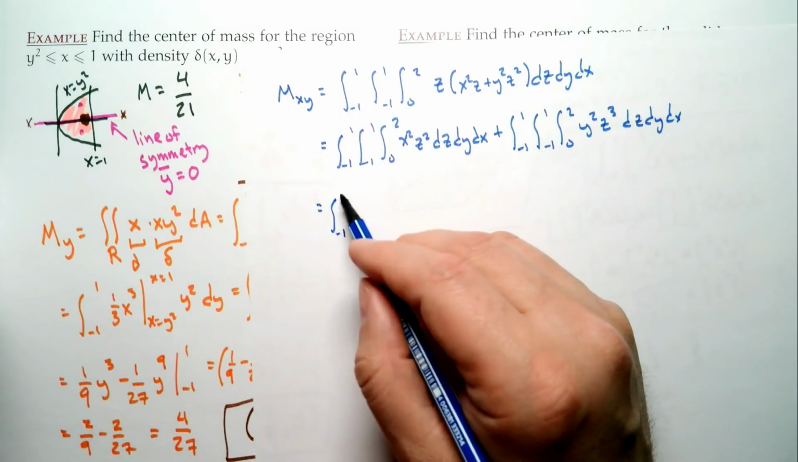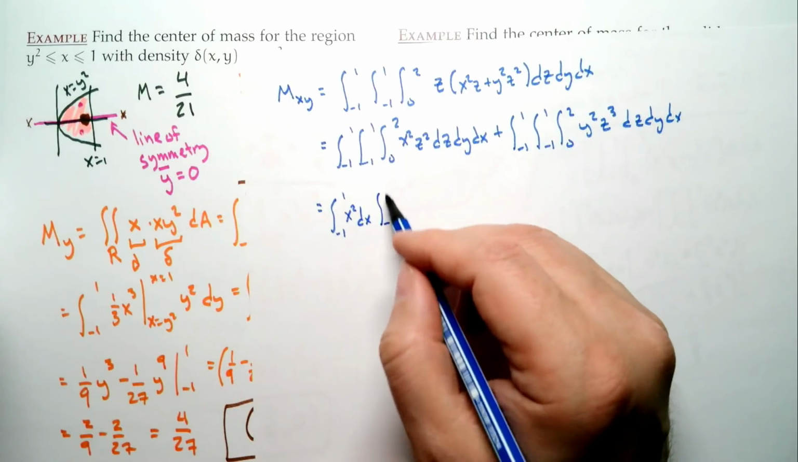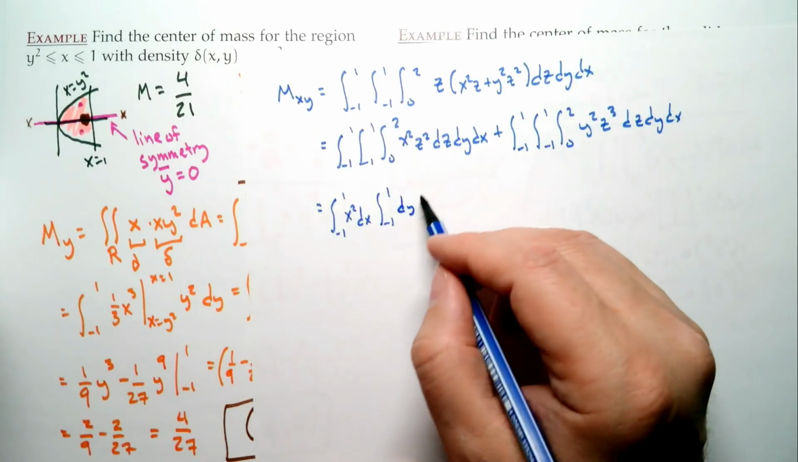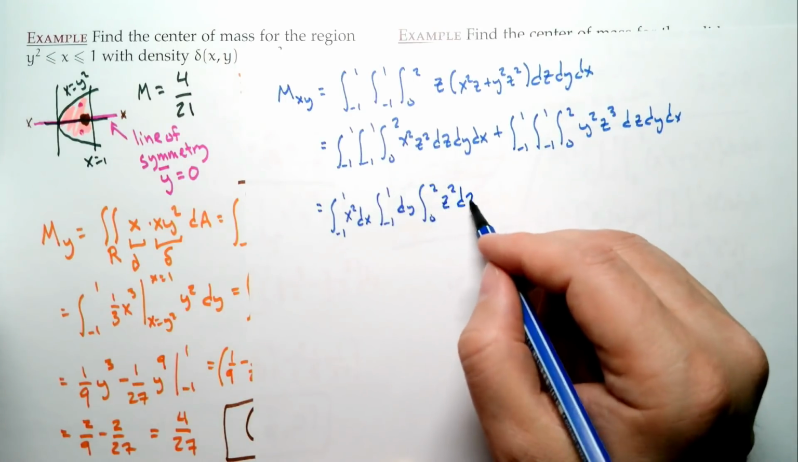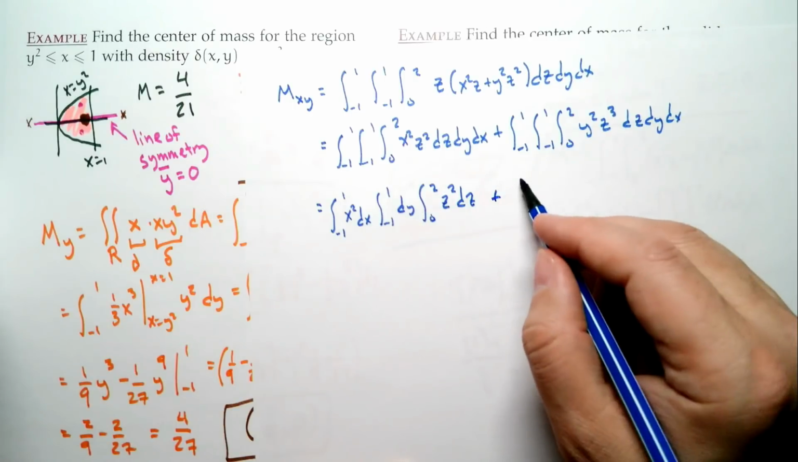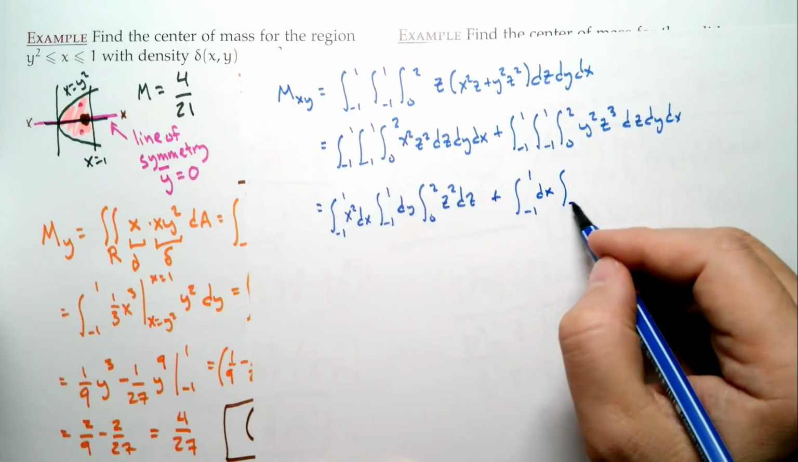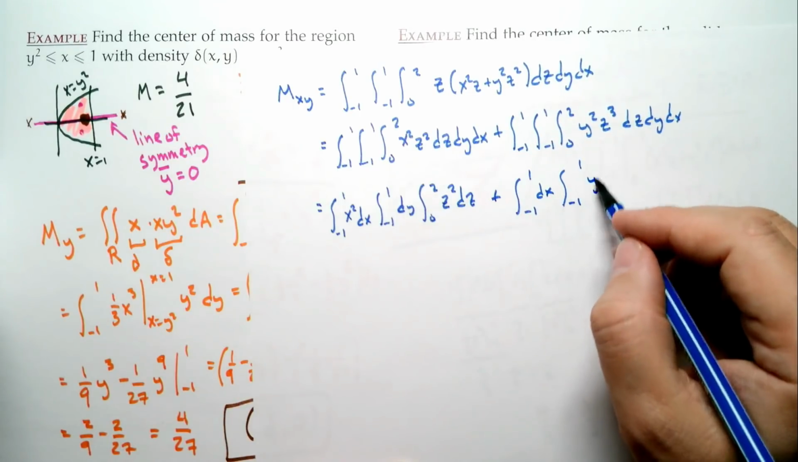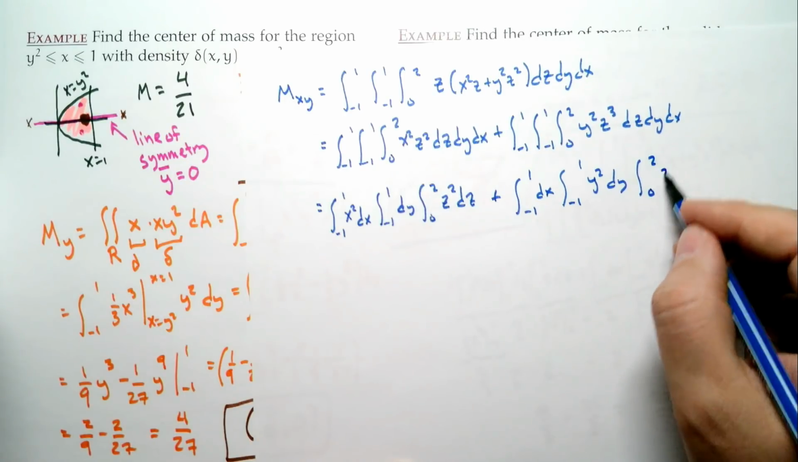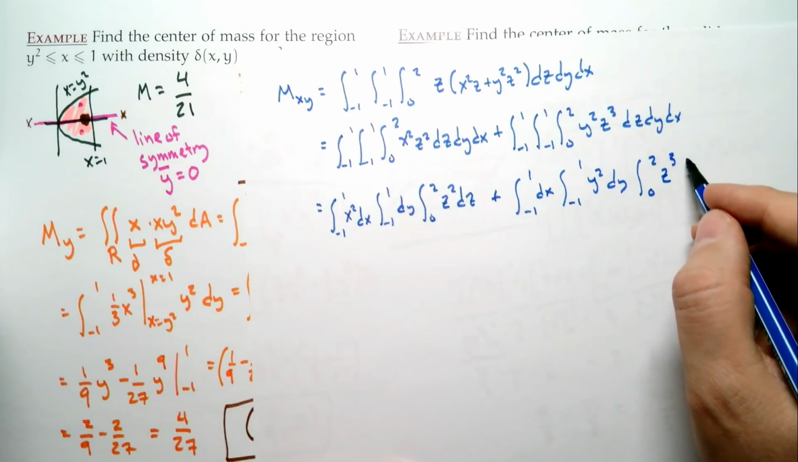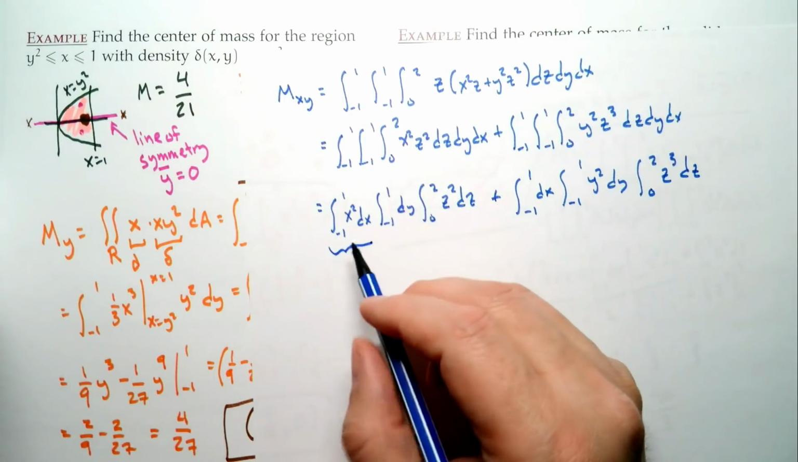In the interest of time, we'll again pull these integrals apart. So this will be the integral from negative 1 to 1 of x squared dx, integral negative 1 to 1 dy, integral 0 to 2 of z squared dz, plus the integral from negative 1 to 1 dx, integral negative 1 to 1 of y squared dy, and then the integral 0 to 2 of z cubed dz. Now the good news is some of these integrals we already know.